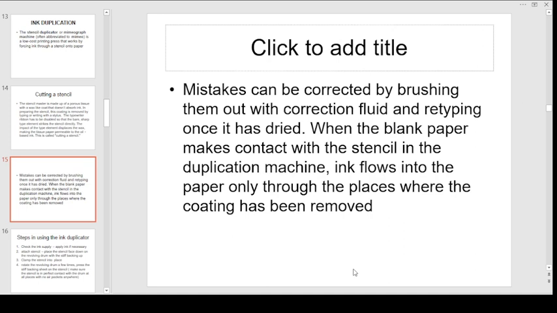Mistakes can also be corrected by brushing them with the correctional fluid and typing. Once it has dried, when the blank paper makes contact with the stencil in the duplication machine, ink flows into the paper only through the places where coating has been removed.